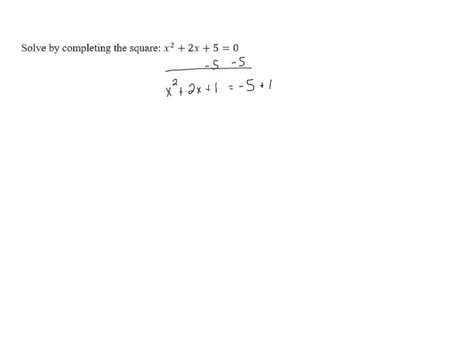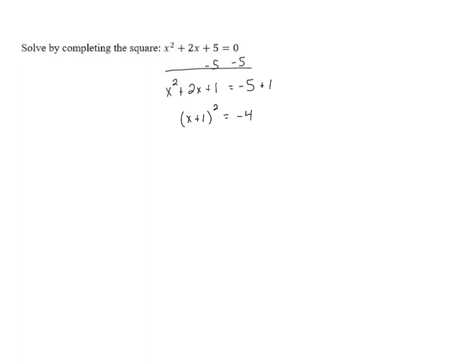When we do that on the left-hand side, we end up with a perfect square trinomial, x squared plus 2x plus 1, which we can factor to get x plus 1 squared. On the right-hand side, negative 5 plus 1 is negative 4.